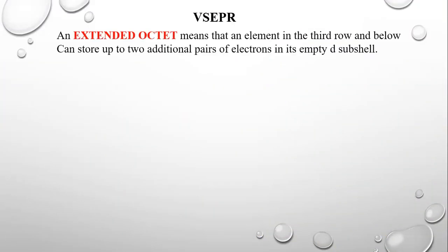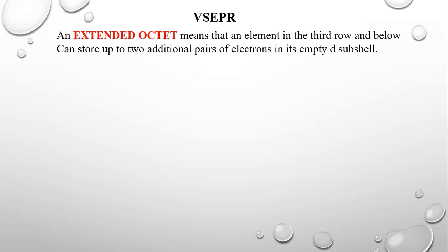Now, we're going to introduce a concept here called the extended octet. So an extended octet means that an element in the 3rd row and below can store up to 2 additional pairs of electrons, that's 4 total electrons, in its empty d orbital. So up until now, our bonds with the central atom could only have a total of 8 electrons, 2 in the s subshell and 6 more in the p subshell, so that would be a total of 8.